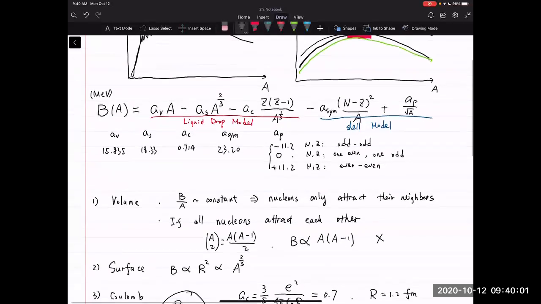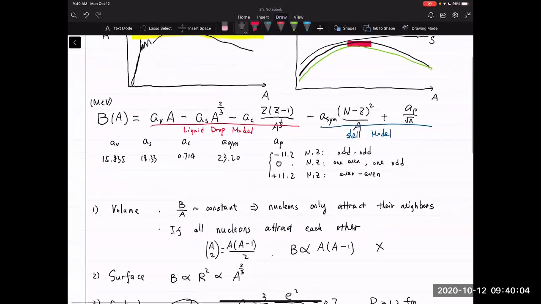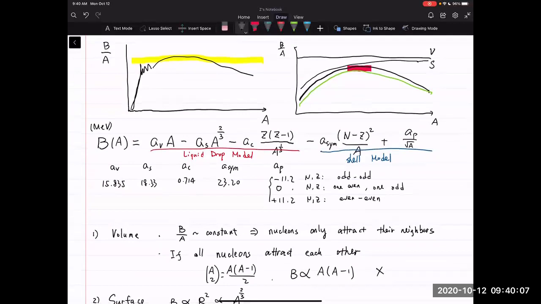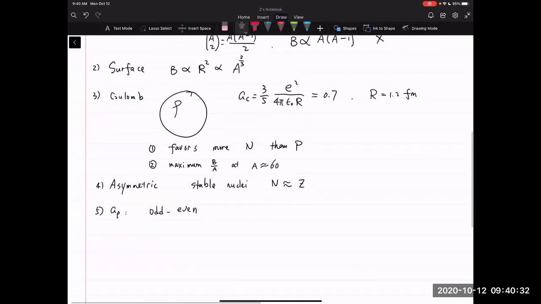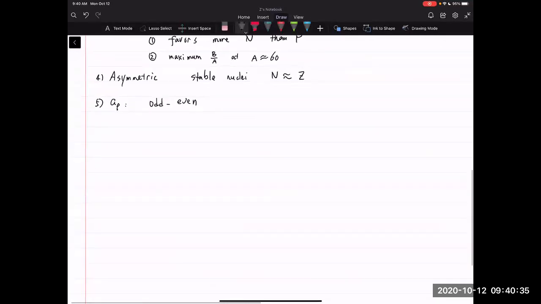Since we have the entire curve B over A, you can take the derivative to find out what this maximum is. B is a function of A, so first we divide it by A, B divided by A. Then we take the partial derivative and set it to be 0. Then we can find this maximum, and that gives us the location close to iron. So A is roughly 60. So this is the semi-empirical formula for the binding energy.